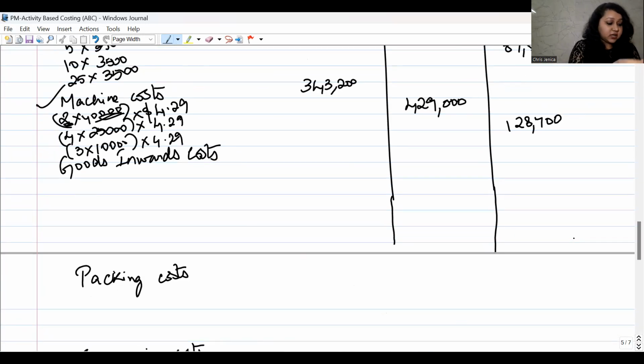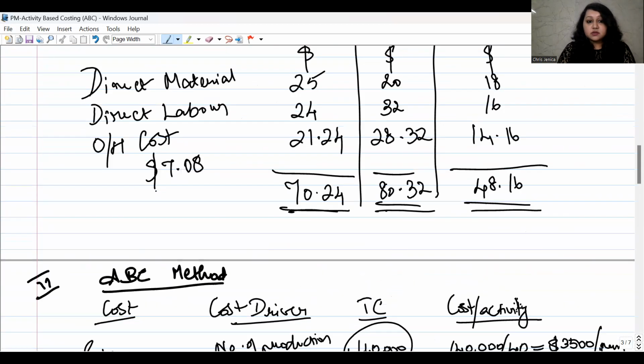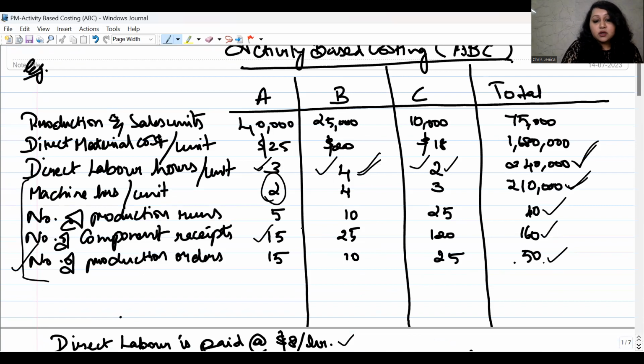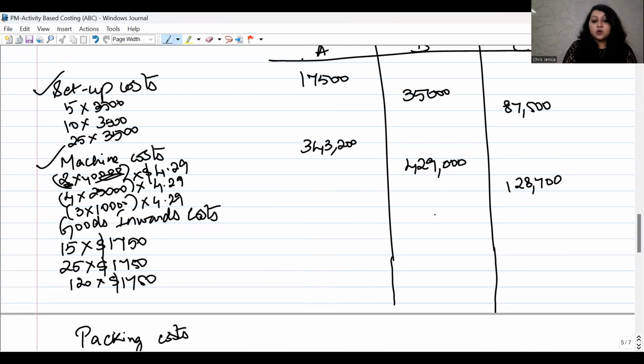Now we will allocate it based on that. So 15 component receipts for product A, so we will calculate it based on the rate per component receipt, and then 25 for product B and 120 for product C. So these were the number of component receipts. With this, we are going to multiply the rate per component receipt, and we are going to finally arrive at our goods inwards cost.